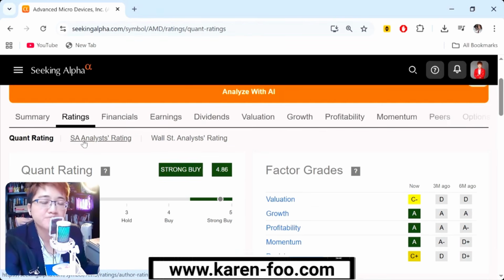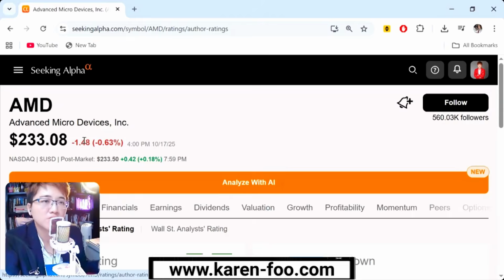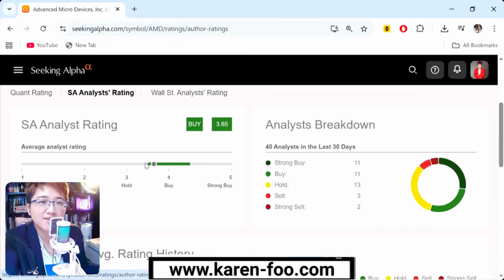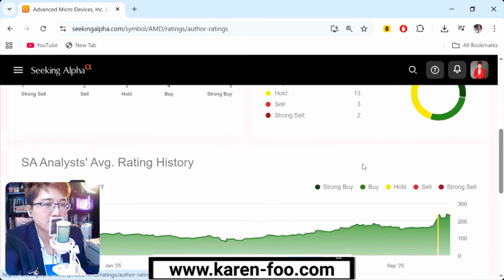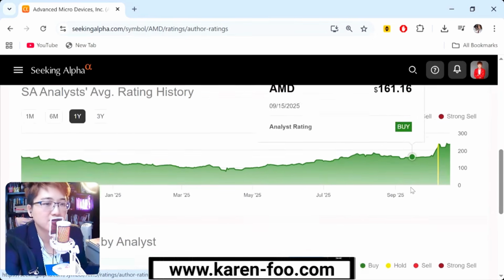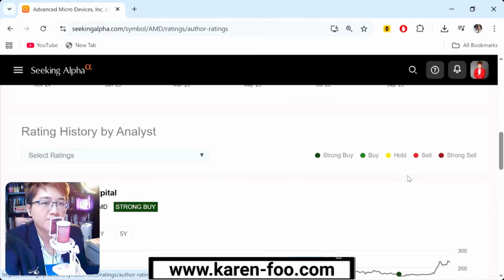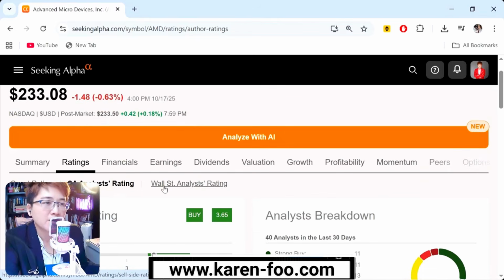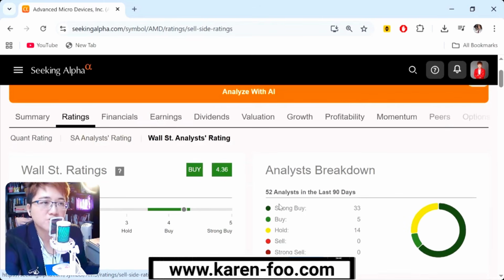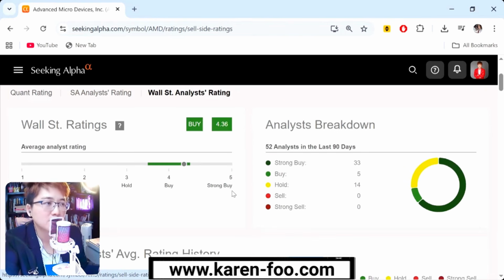Okay, so you can look at Seeking Alpha's own analyst tool, and you can see their analyst breakdown. Okay, the overall consensus is buy, and you can see their breakdown for the past 30 days, as well as their rating history when you scroll down here, and when you go back up, you can also see the Wall Street analyst rating. So it's quite different from Seeking Alpha's own analyst rating, alright? Like I said, use it as a confirmation, not a signal to buy.